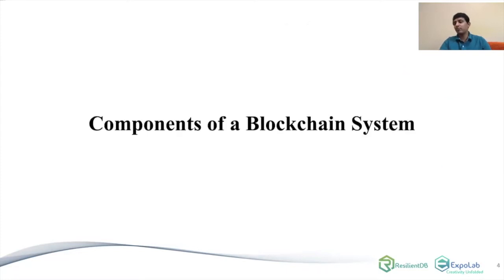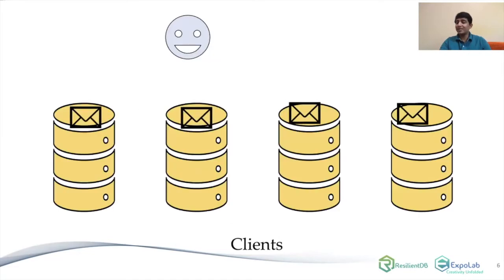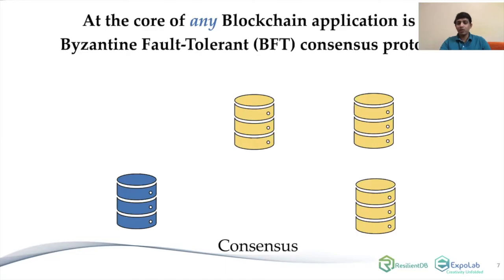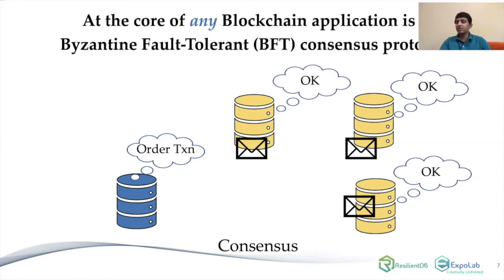Now, what are the components of a blockchain system? A blockchain system includes replicas, which store data. It includes clients, which send their transactions to the replicas. Further, at the core of any blockchain application is a Byzantine Fault-Tolerant consensus protocol. This protocol ensures that all the participating replicas order each transaction in the same manner. Often such a protocol is led by a replica designated as the primary, and all the other replicas act as backups because they follow whatever instruction the primary gives.